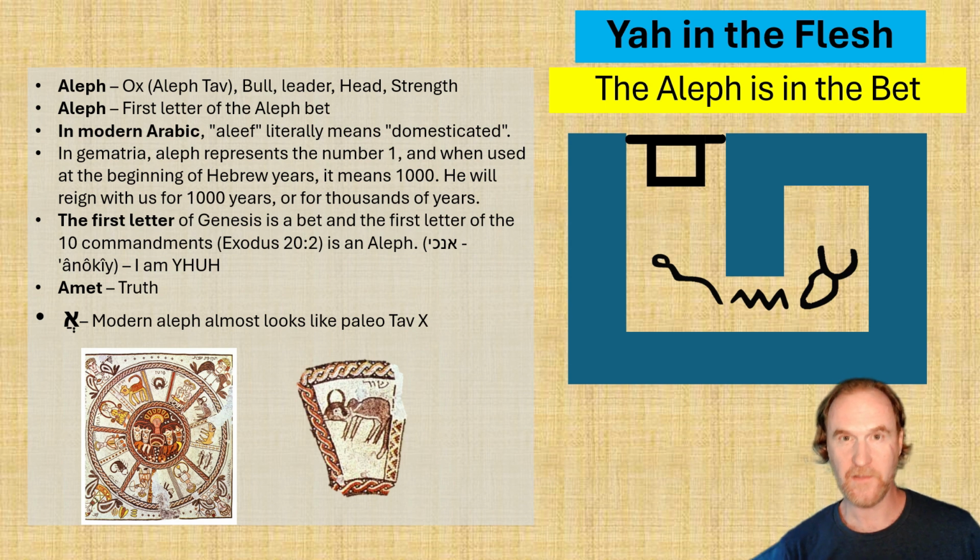The Aleph is in the Bet. He's in the container. The Father is in us. The Father is in the Son. We are the body of the Mashiach, the anointed, risen Messiah. That is who we are. We are now, beloved, the sons of Elohim.